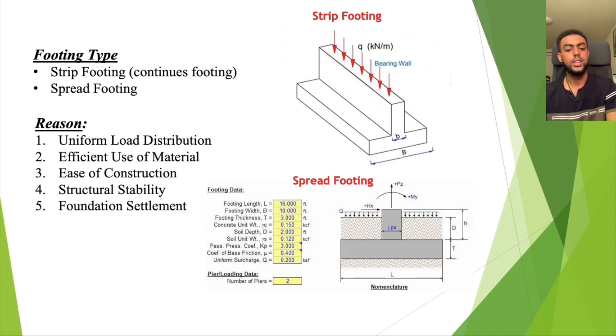And the fifth reason is foundation settlement, which is the most important thing. A strip footing can better accommodate differential settlement since it distributes the load over a larger area, and this reduces or minimizes the risk of structural damage or deformation caused by uneven settling of the foundation.